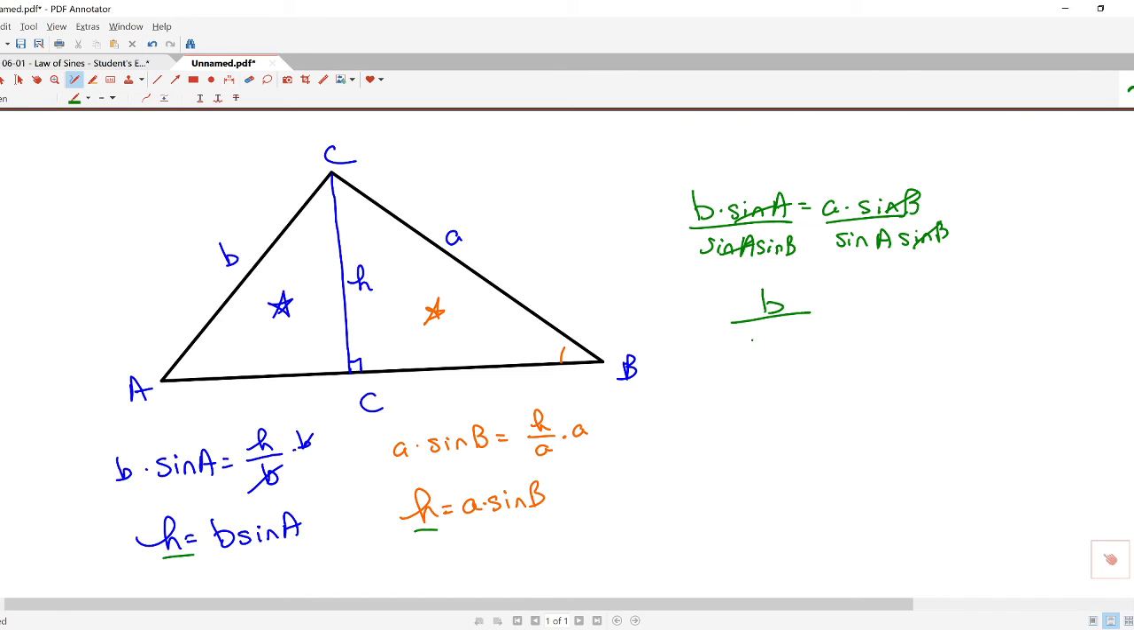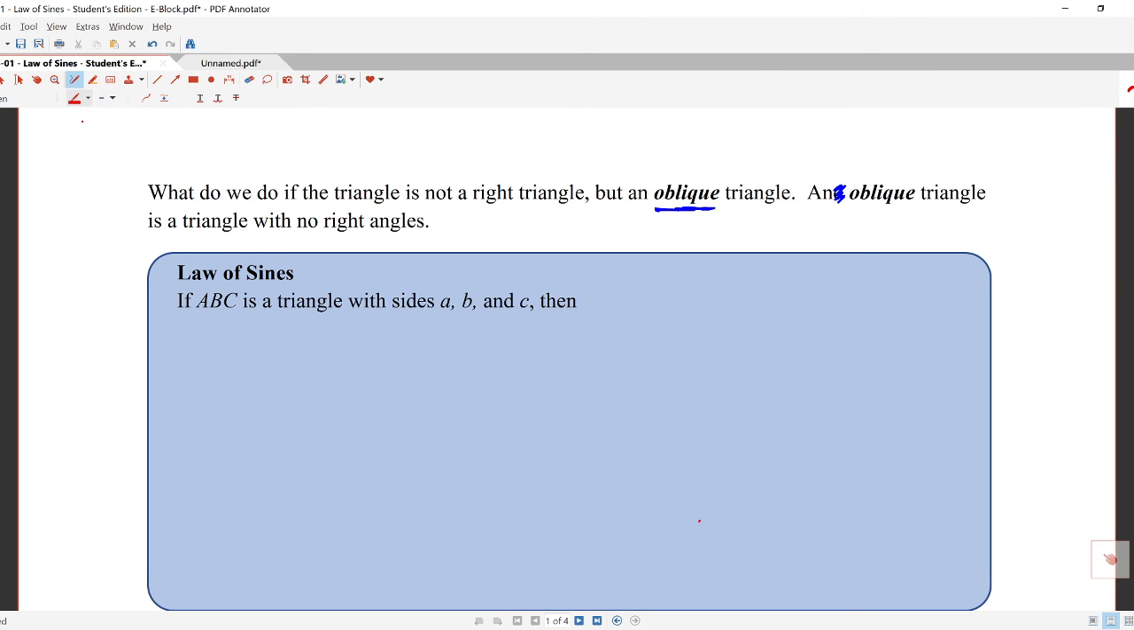And I get that the ratio of B to the sine of its corresponding angle is equal to the ratio of A to the sine of its corresponding angle. That is called the law of sines. And the law of sines is going to add one additional thing, that the ratio of the other side to the sine of its angle is also true. So the law of sines says in a triangle with sides A, B, and C, then the ratio of A to the sine of A is equal to the ratio of B to the sine of B is equal to the ratio of C to the sine of C.